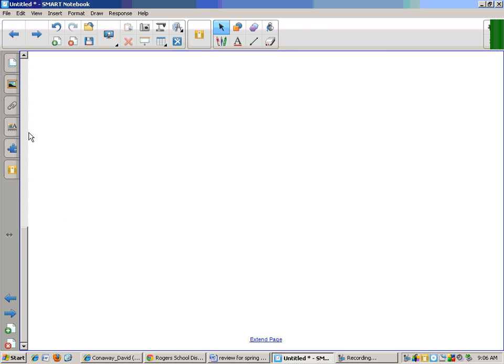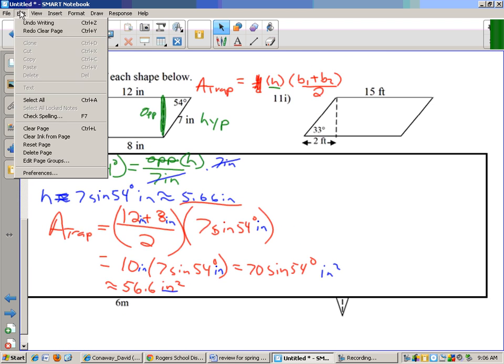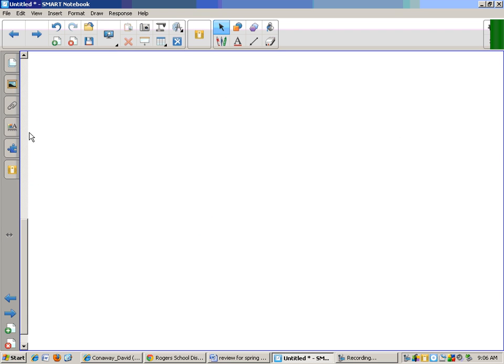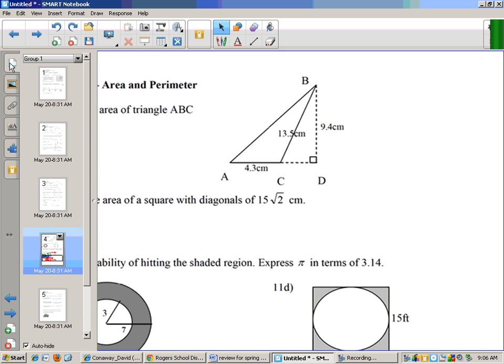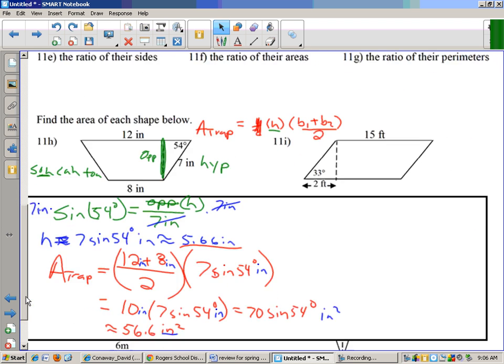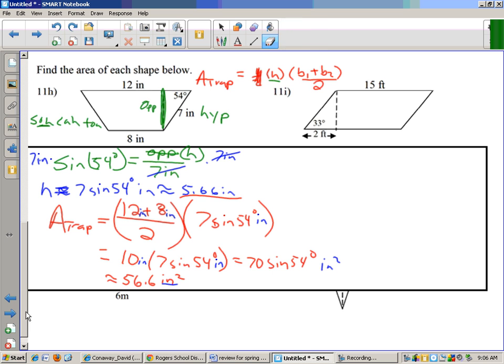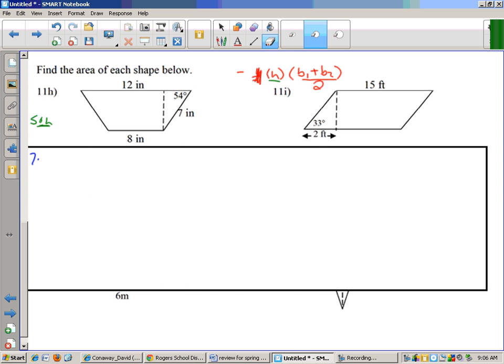Wow. Somehow I just cleared the page. Let's see. I don't want to clear the page. I want to clear the ink from the page. Okay, so yeah, Mr. Conaway obviously doesn't know what he's doing. So let's see. That'll work. I'll just have to do it this way.